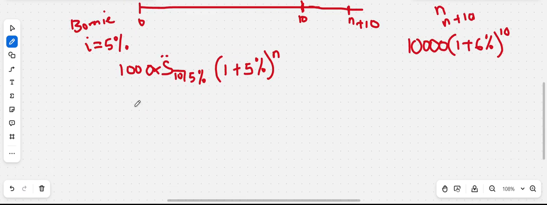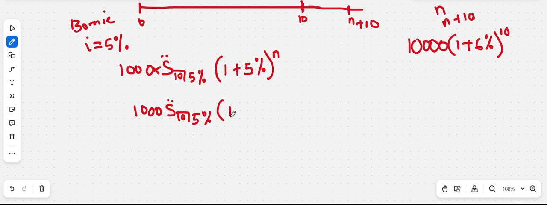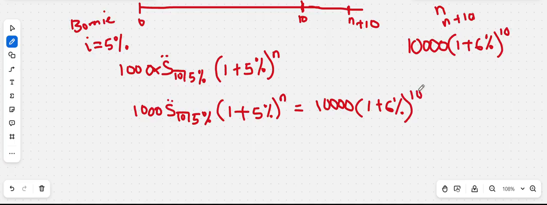So that simply means I'm going to say 1,000 with the S and then 10 here. And we know that this is annuity due times 1 plus 5% raised to power n, and this is actually equal to 10,000 into 1 plus 6% and raised to power 10.